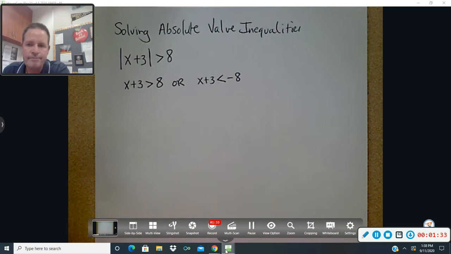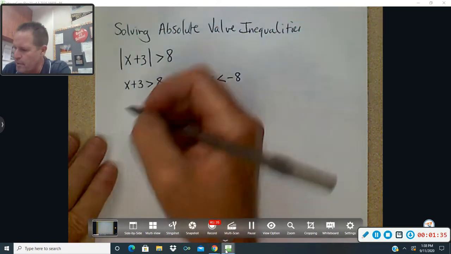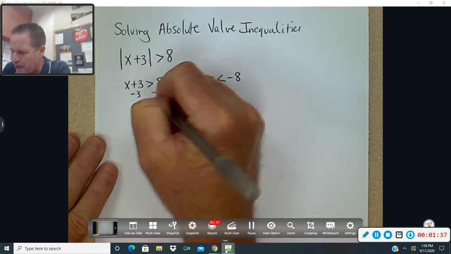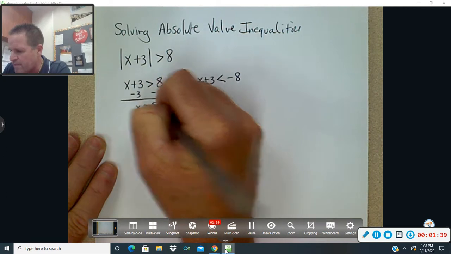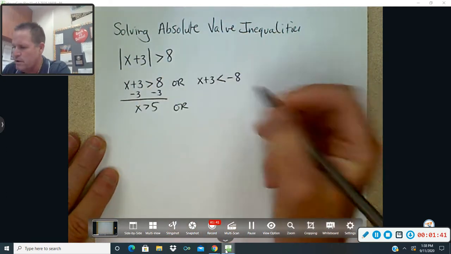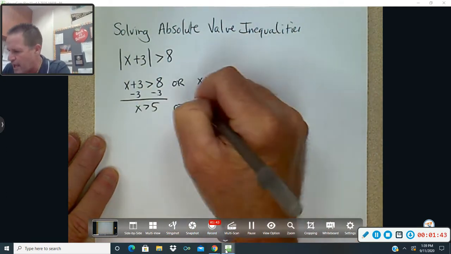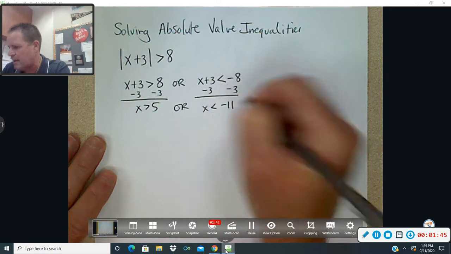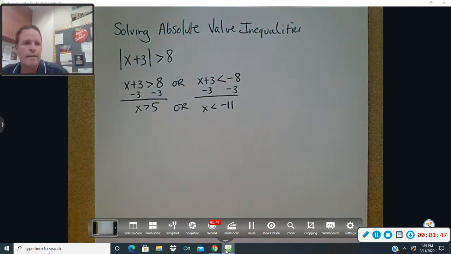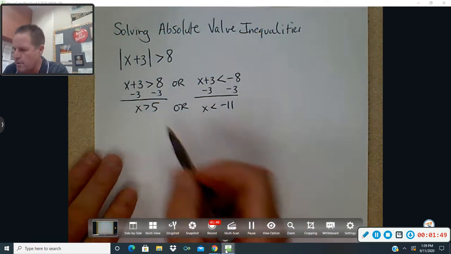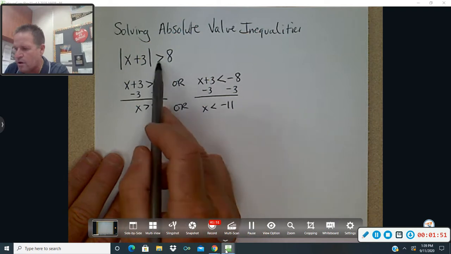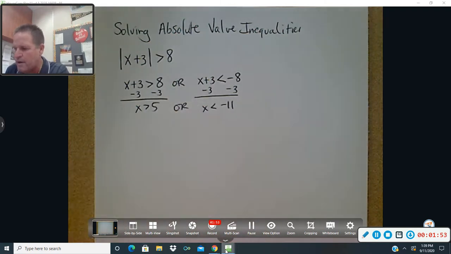Not that bad. Not that easy either. But let's see what we can do now. So subtract 3 from each side. You're going to have x is greater than 5. Or subtract 3 from each side, and x is going to be less than negative 11. And there we go. We have it. Okay, we have solved for x, our or, our greater than inequality.